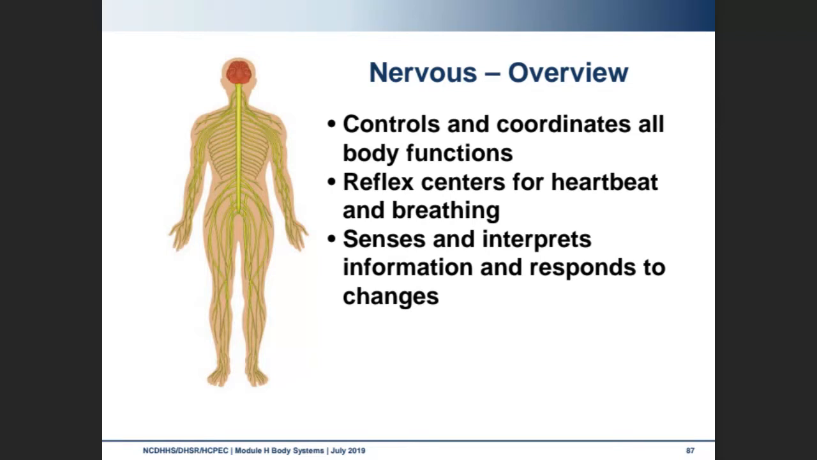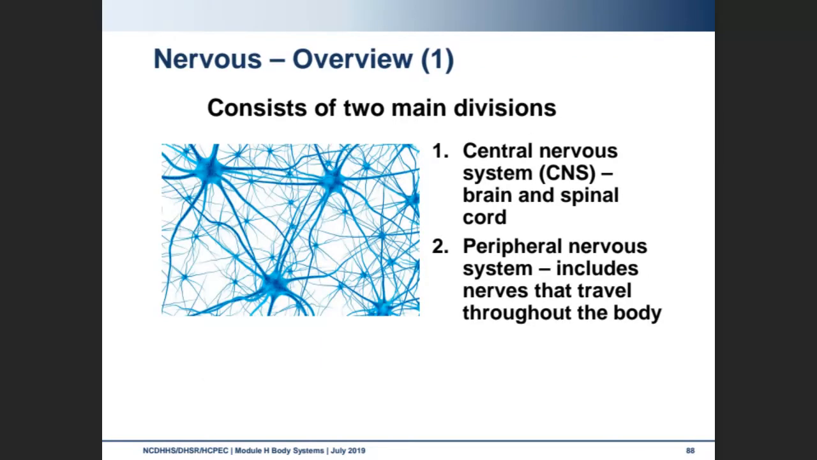Our nervous system consists of two main divisions. We've got our central nervous system and our peripheral nervous system. The central nervous system is the brain and spinal cord. Our peripheral nervous system includes all of our nerves that travel throughout our body.